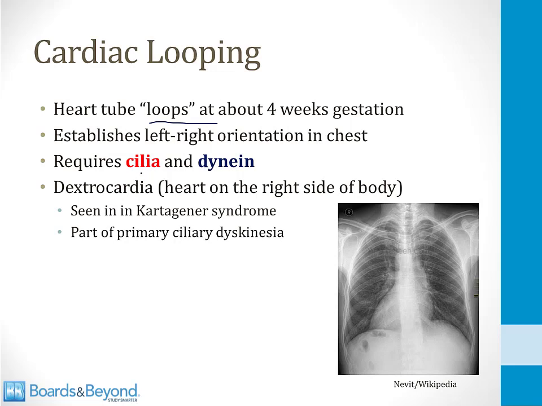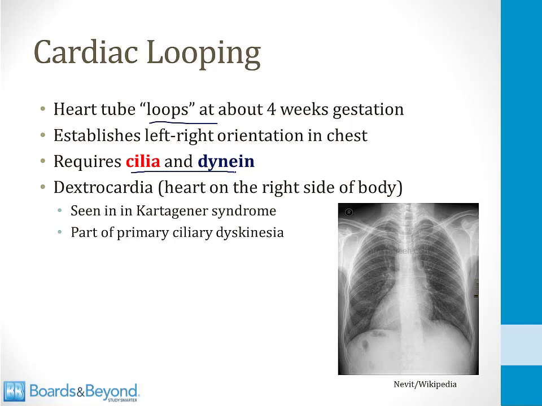This process requires cilia and dynein, and I discuss both cilia and dynein in videos in the cell biology section, but cilia are motile structures and dynein is an important motile protein, and they need to function normally for the heart to orient correctly in the chest.